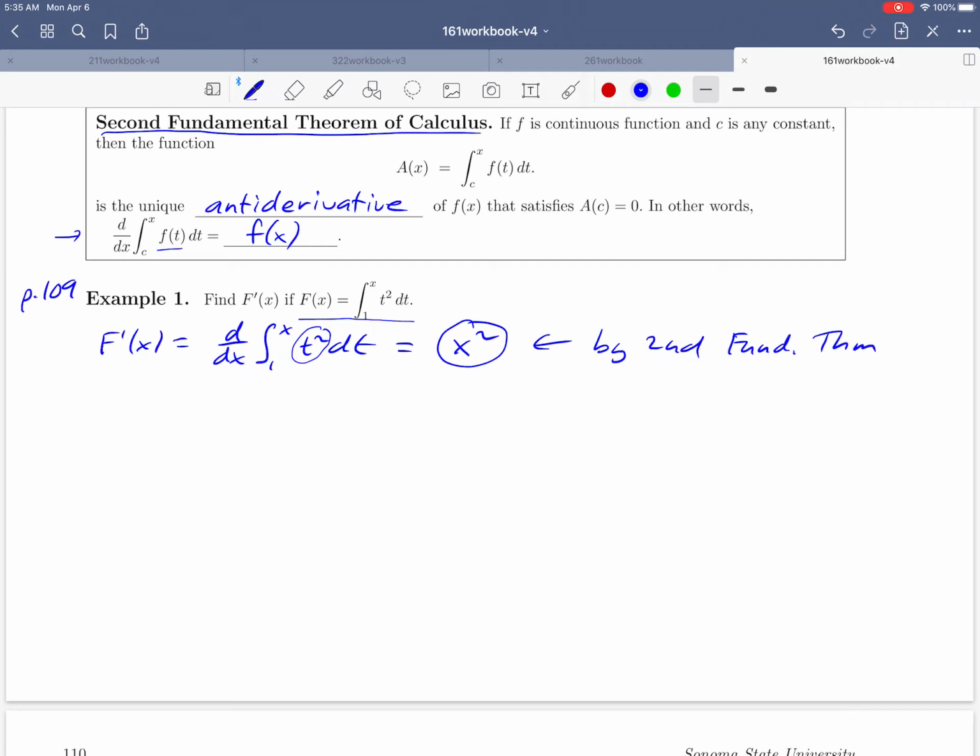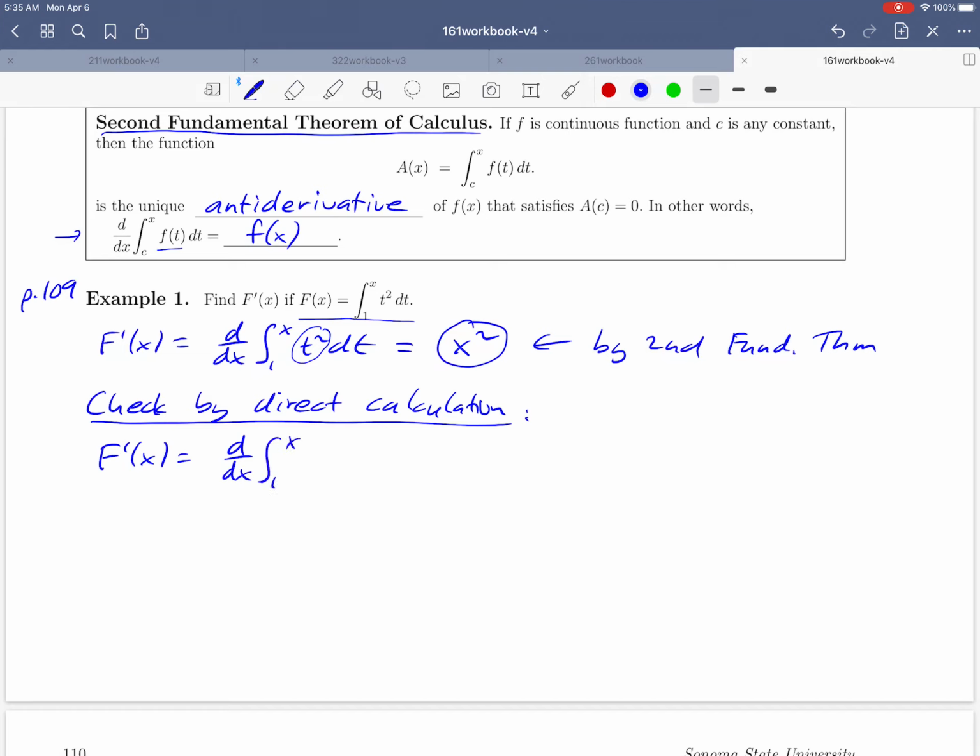Okay, I'd like to do one more step though here and really confirm, if we can, in the case of this example, that our answer is reasonable. Okay, so to check this, we can do this same calculation directly. So we'll check this by direct calculation. Okay, so the same derivative that we just took, we could do by actually evaluating this integral that I'm underlining before we take the derivative.